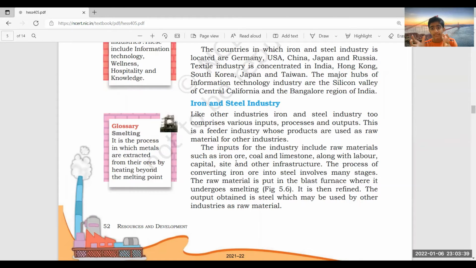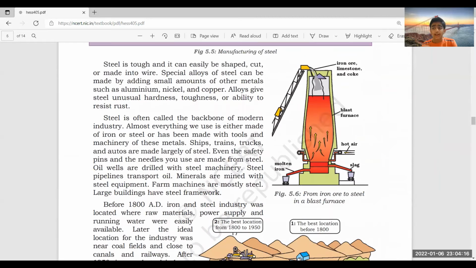This is a feeder industry whose products are used as raw materials for other industries. Here the process of converting iron ore into steel involves many stages, right? If they convert it into steel, of course, the steel is used for making toys in another industry. The iron and steel industry acts as a feeder to other industries. They take a raw material called iron, convert it into steel, and produce a raw material for other industries. Got it? For them, the output is steel, and for the other industry, the input is steel.